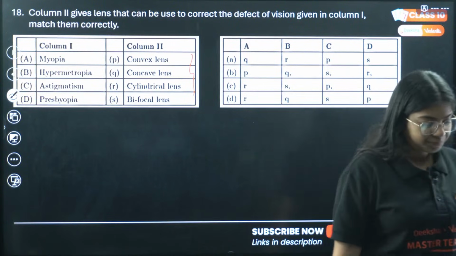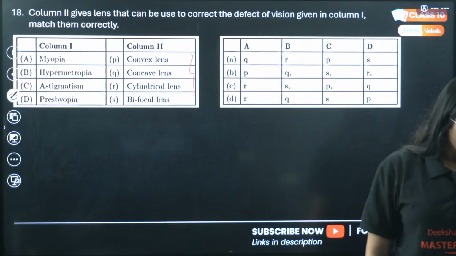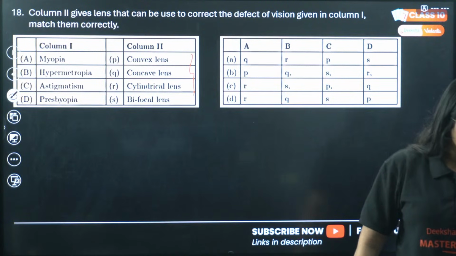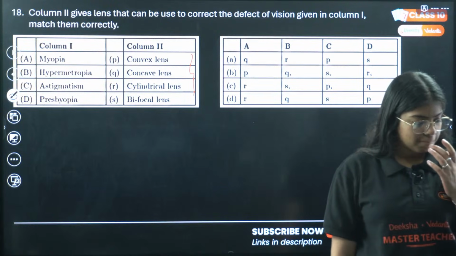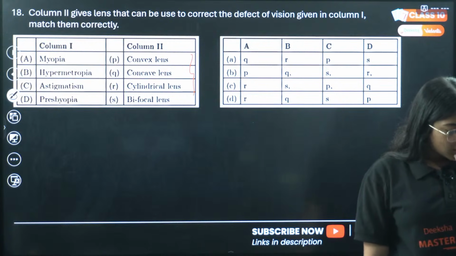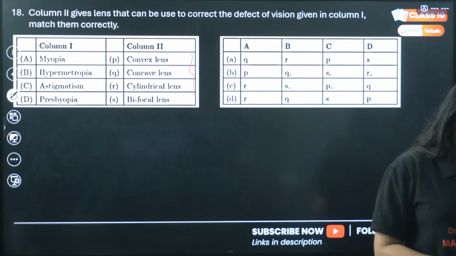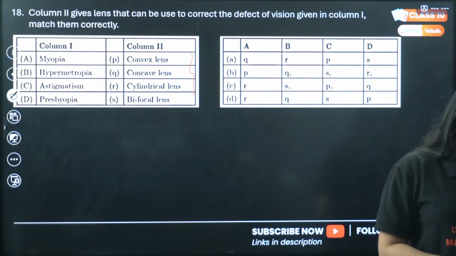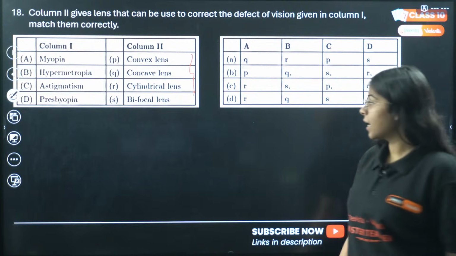Option A. Option A. Others? Anyone can answer? Trev is also saying A. Shri is also saying A. Let me know, let me know. Okay, let's see the answer.